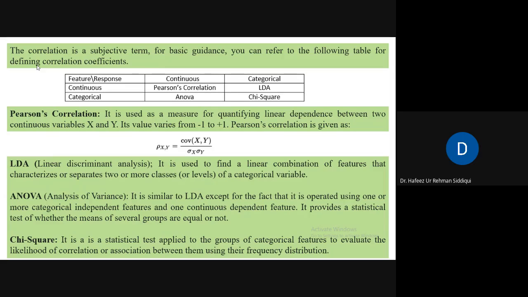Chi-square is a statistical test applied to a group of categorical features to evaluate the likelihood of correlation or association between them using their frequency distribution.